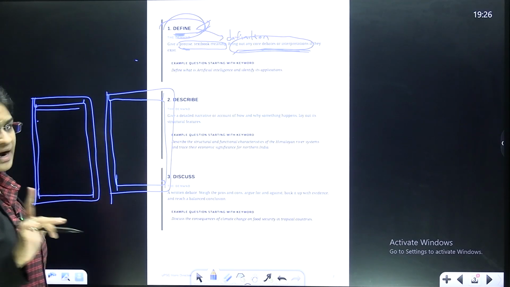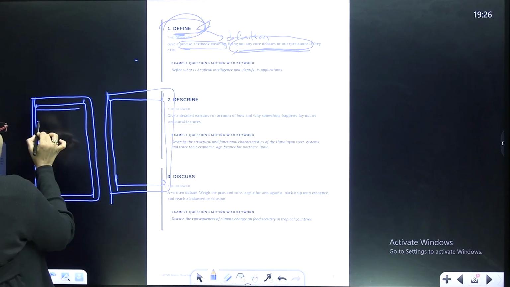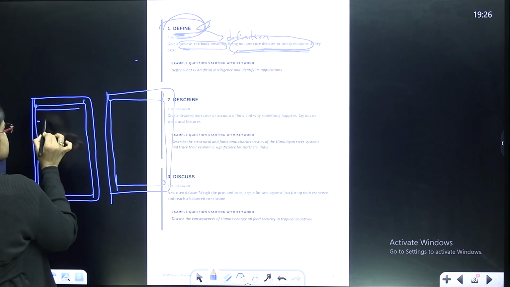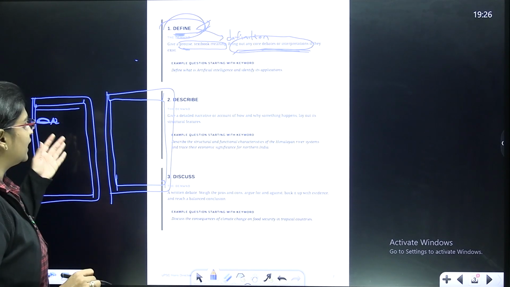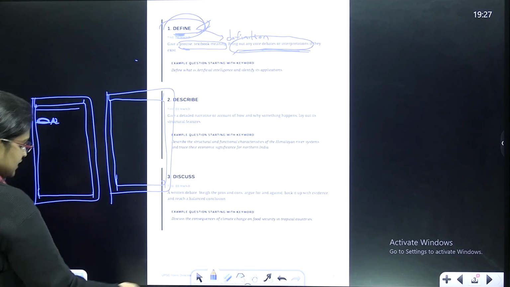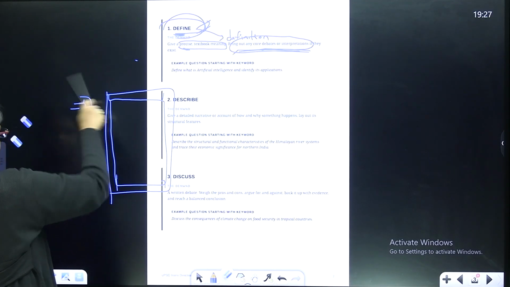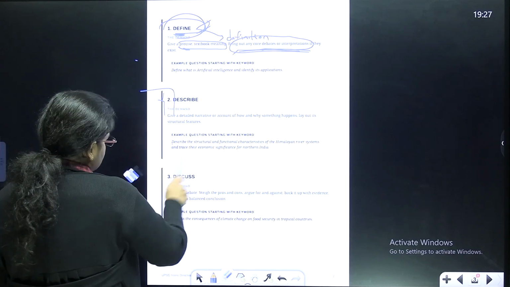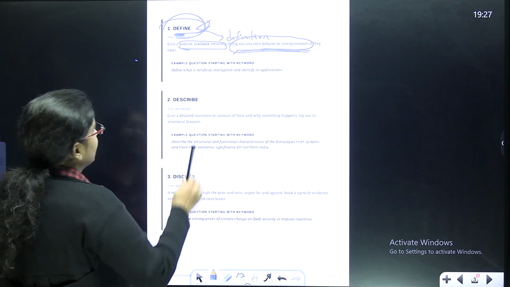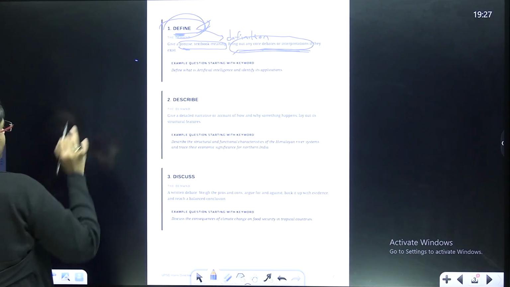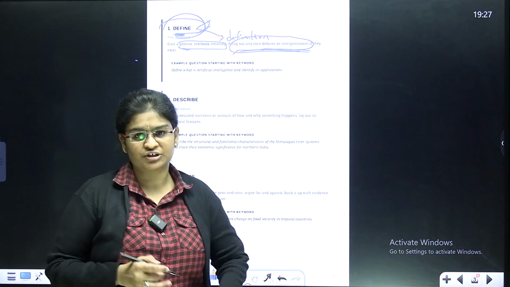While starting your introduction, don't start right at the top. Leave a little gap and start here, mentioning artificial intelligence. Now let's see how we should approach this answer. First and foremost, we need to give the proper definition of artificial intelligence.